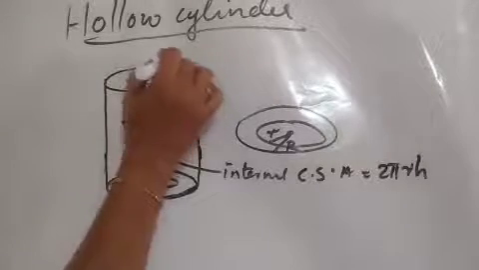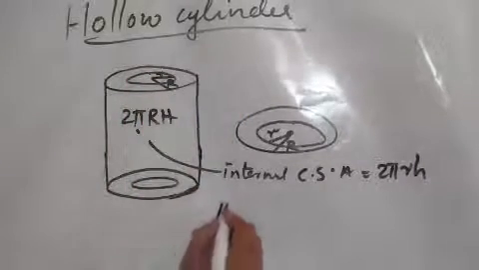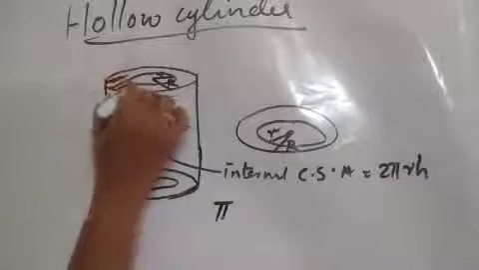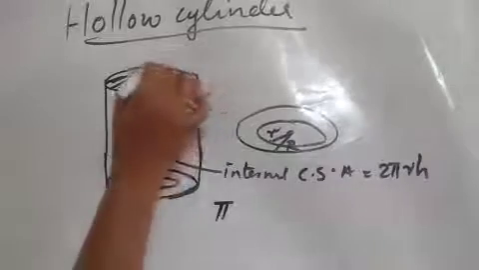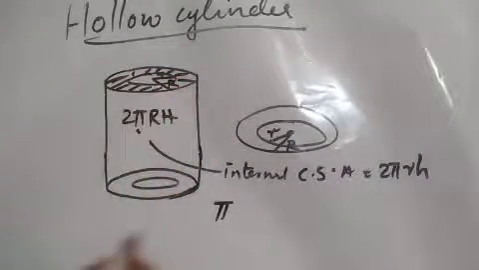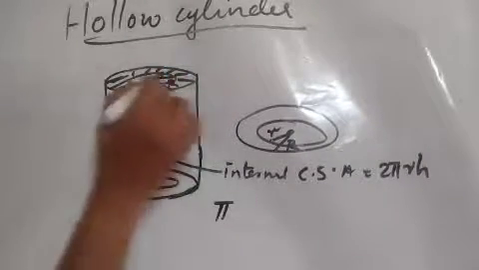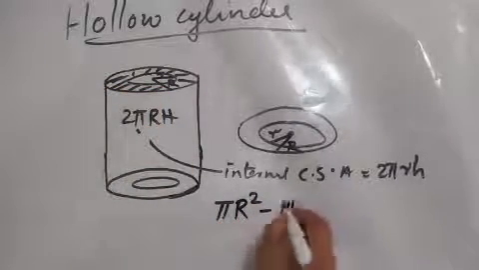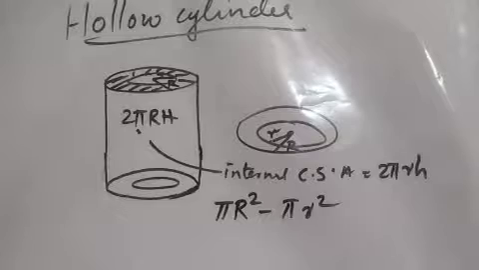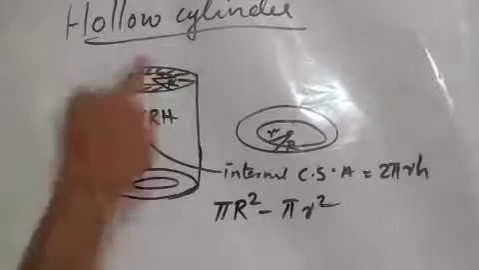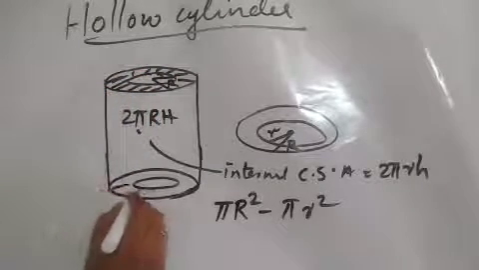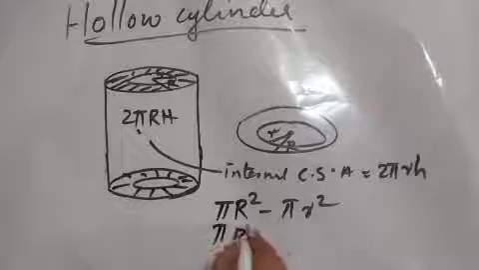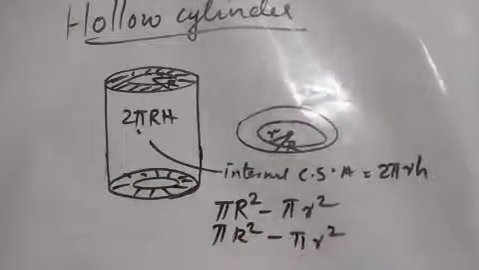And the top of the cylinder, how can we find this face area, this shaded region? Yes, it is a difference of larger circle minus smaller circle. So pi R square minus pi r square gives the area of top. Similarly bottom. Bottom also same. Pi R square minus pi r square.